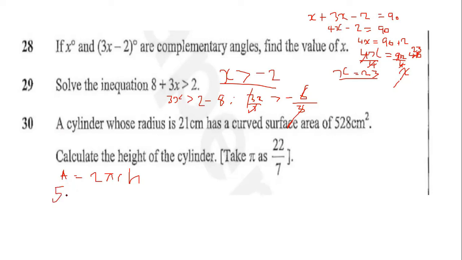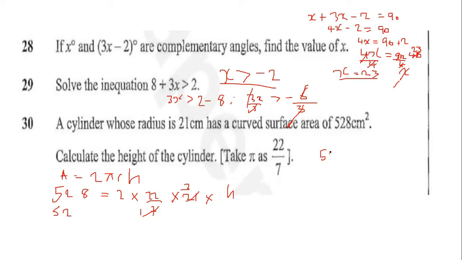So this one is going to be 528 is equal to 2 multiplied by the pi, which is 22 over 7, multiplied by the radius, which is 21, then multiplied by the height, which we don't know. So here we can reduce 7 in 7, it's 1. 7 in 21 is actually 3. So this one is reducing. We're going to have something like 528. Okay, let me just write it from here.